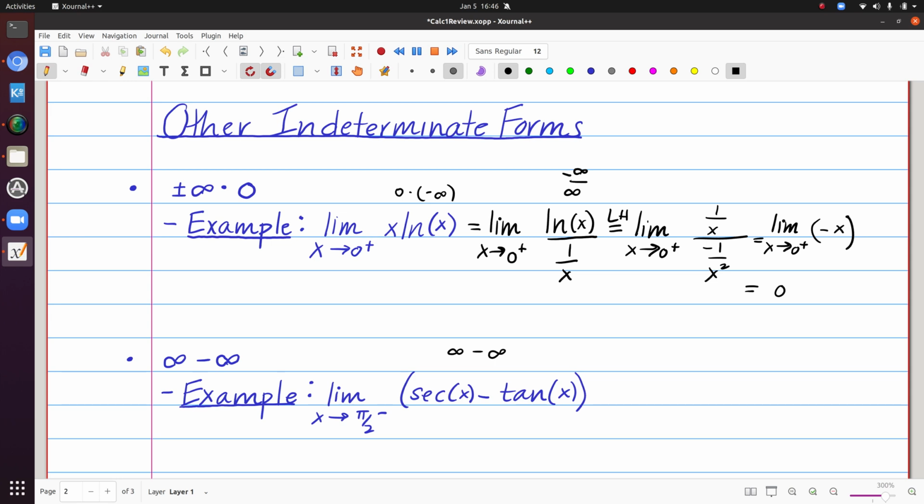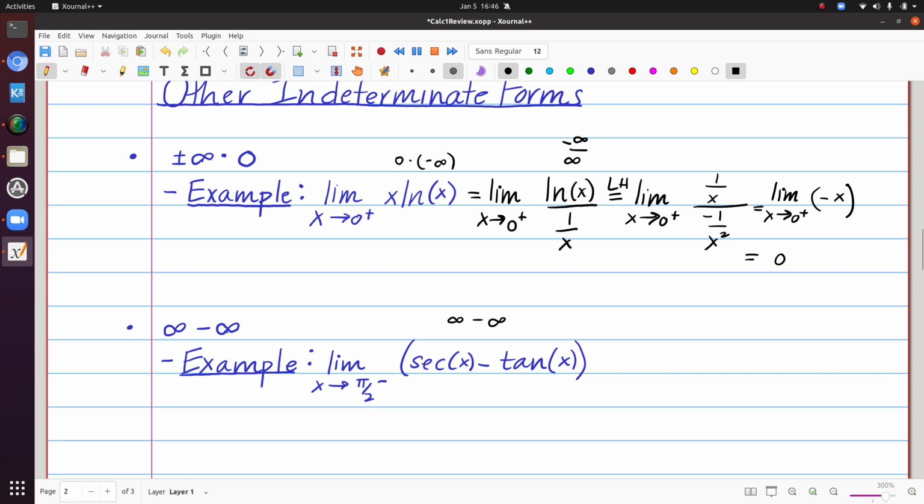The strategy in this situation is to try to condense this into a single expression. Again, like the example above, I'm hoping to get a situation where I have a quotient. And what helps is to recall the way that we define these. So secant of x is 1 over cosine, and tangent is sine over cosine. So notice that I can rewrite this limit by combining those expressions. They have the common denominator of cosine. So in the numerator, I would get 1 minus sine of x, and in the denominator, I would get cosine of x.